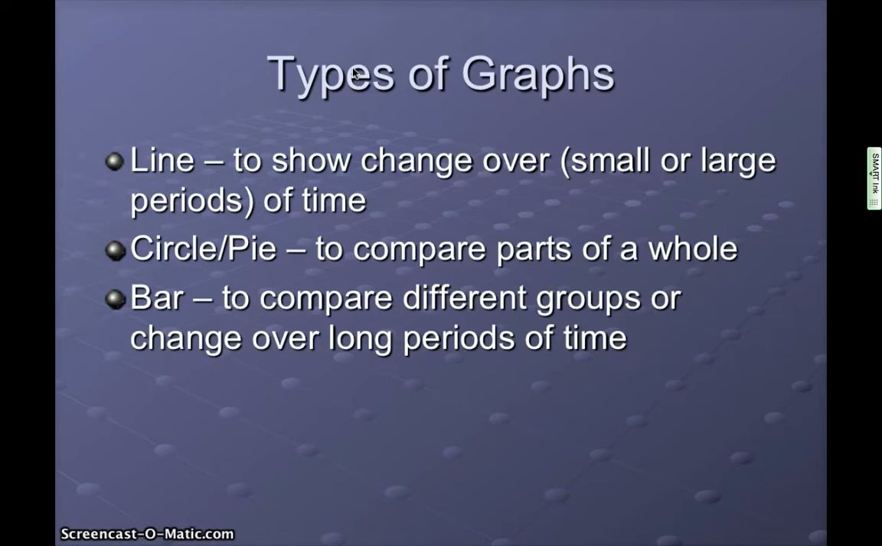You could also have a circle, or what we call a pie graph or pie chart, that compares parts of a whole. The last type of graph that we're really going to use in science class is a bar graph, or sometimes we call it a histogram. We use a histogram or a bar graph to compare different groups or change over long periods of time. Notice that both a line and a bar graph show change over time, but the only one that can do both is a line graph.